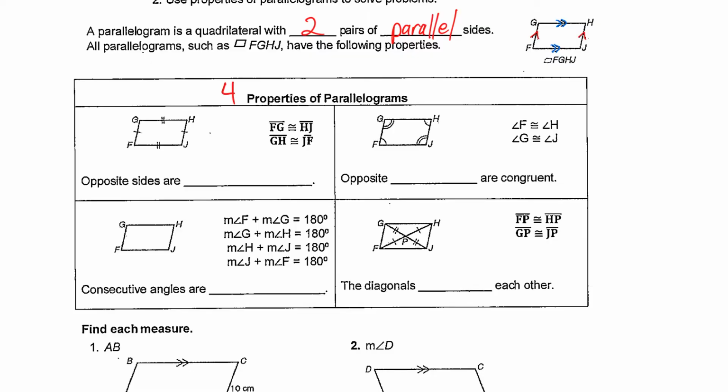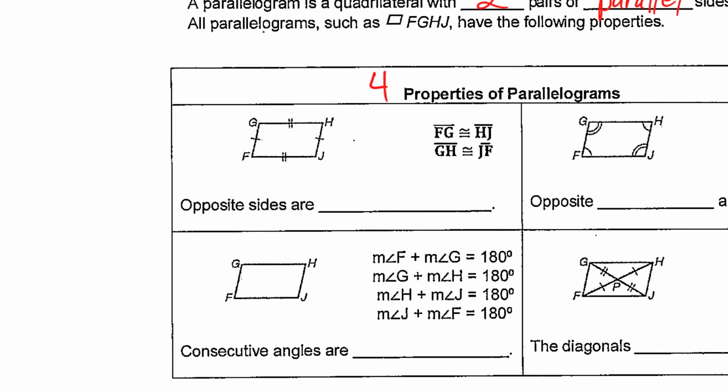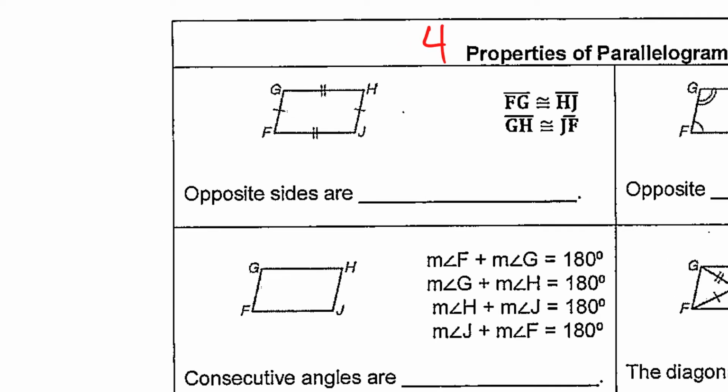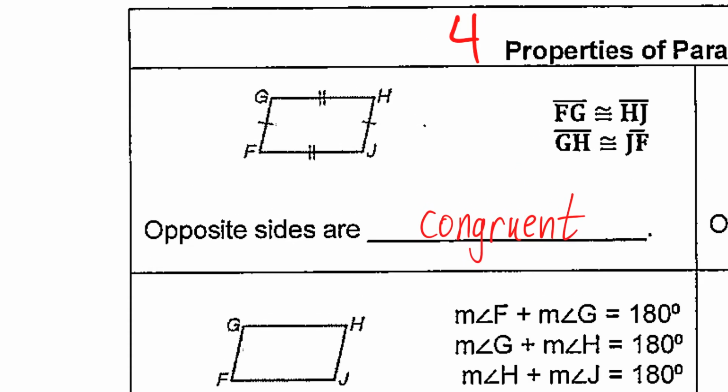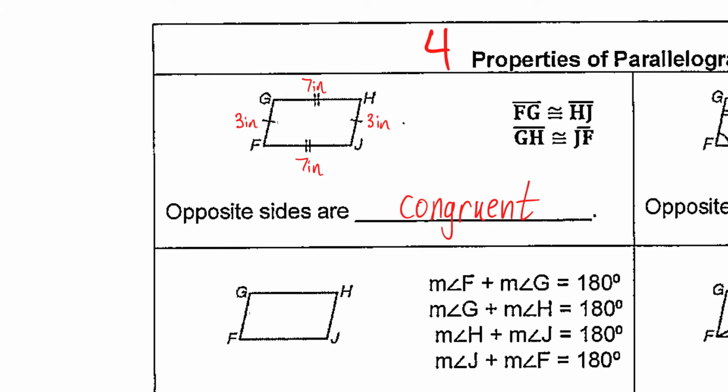Now, there are 4 main properties of parallelograms, okay? So the first one is that opposite sides are congruent in a parallelogram. Opposite means just what that says. They're on the opposite sides from each other. So like for instance, if this side is 3 inches, this side is 3 inches. If this side is 7 inches, this side is 7 inches. All right, so that's the first property. Opposite sides are congruent.